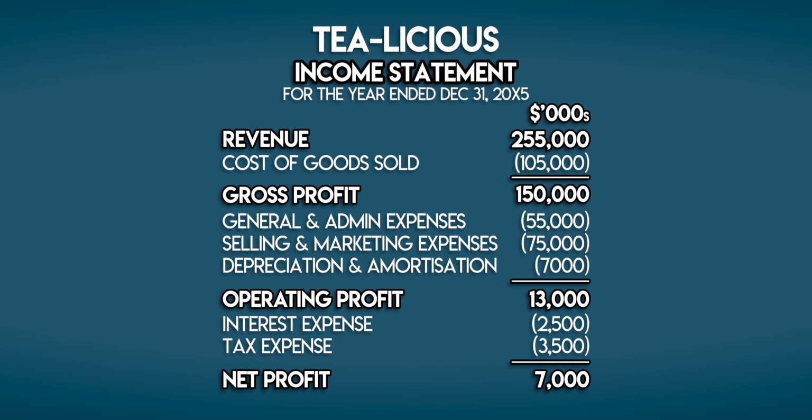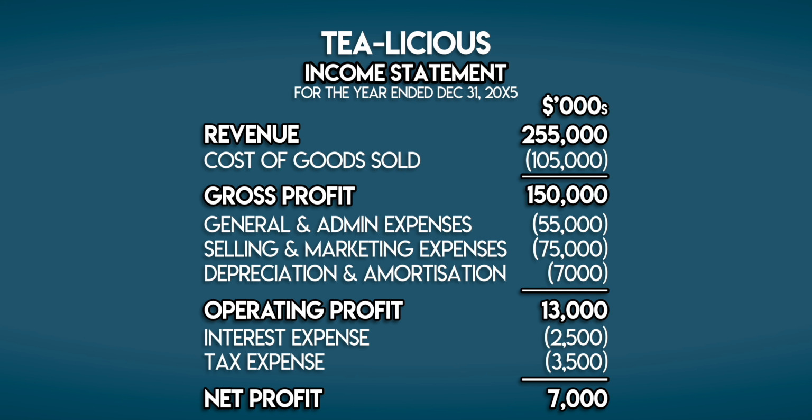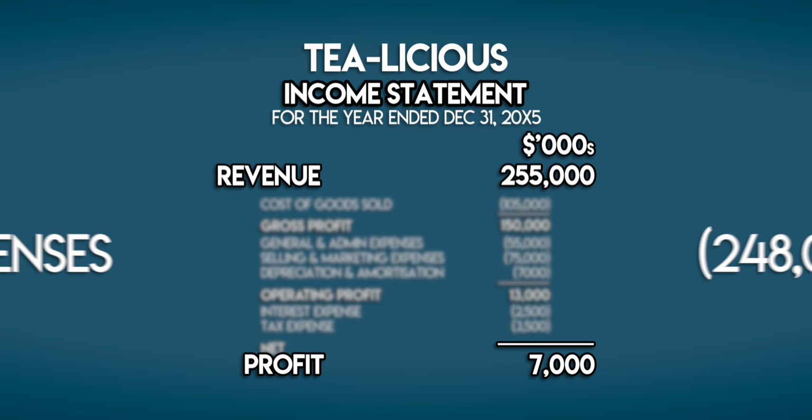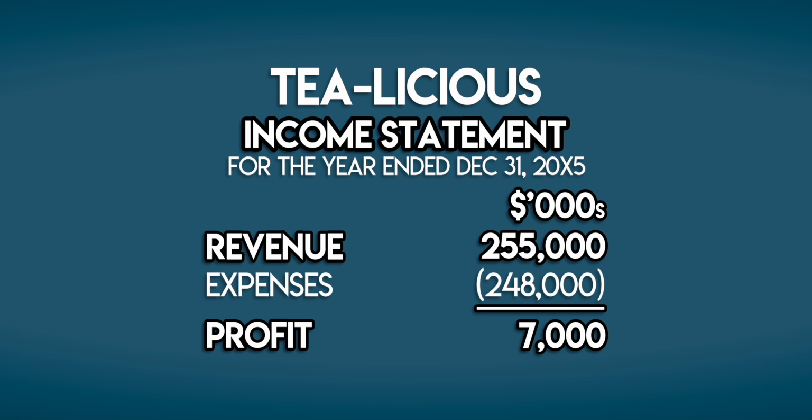As you can see in the header, the income statement covers a period of time. The year ended December 31st. And in the body of the report, we have a summary of revenue earned and expenses incurred. If we collapse it, then we find that the income statement is really showing us 3 things.